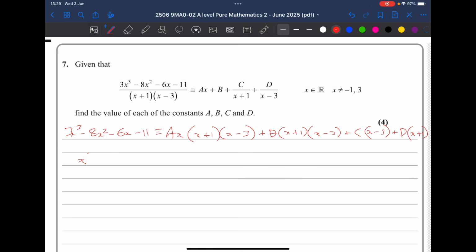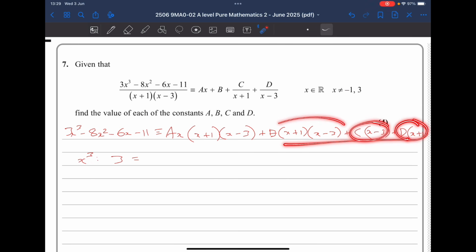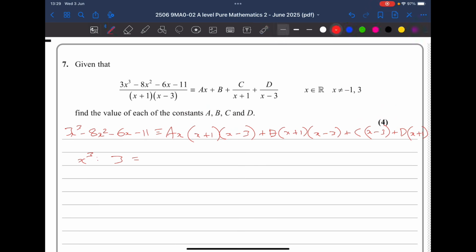So if we look at x cubed, on the left we have 3. On the right, where do they come from? For all of these terms, this is a linear, this is a linear, this is a quadratic. They do not have an x cubed. The only one comes from here. How many do we get? A of them. So A is 3.